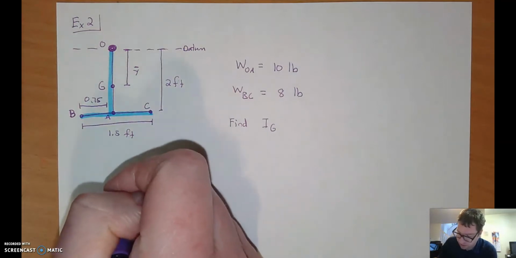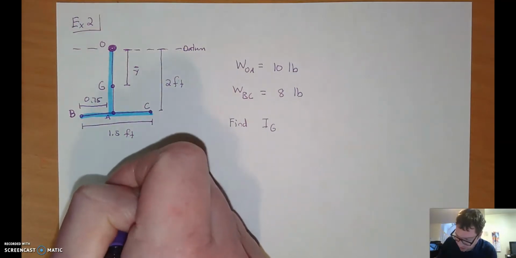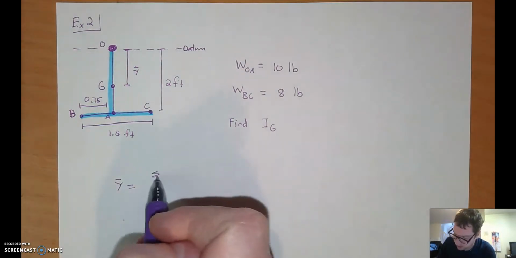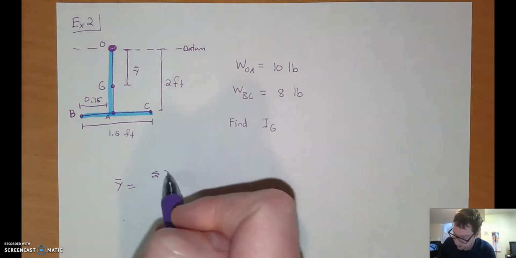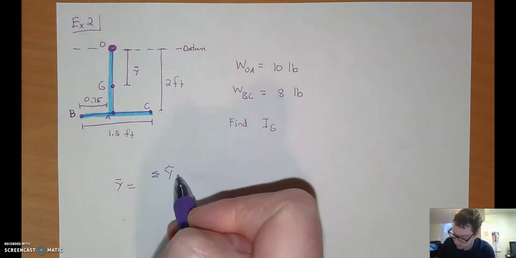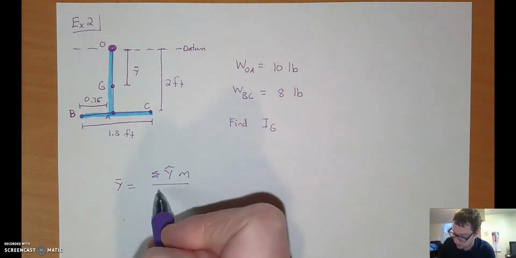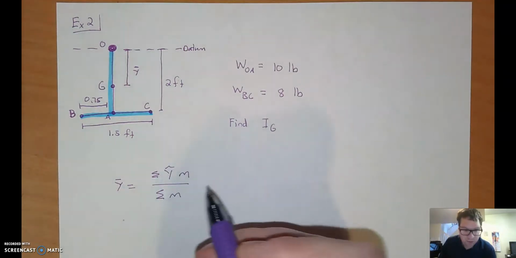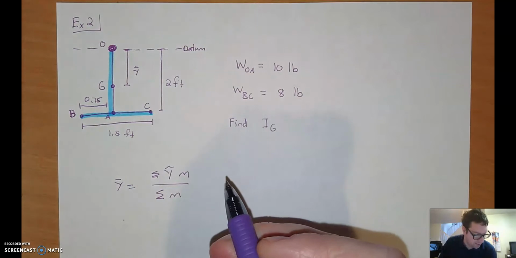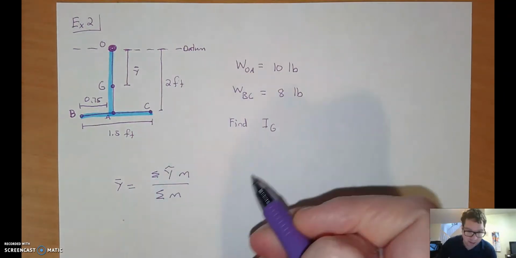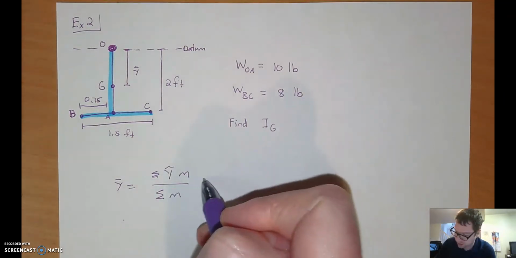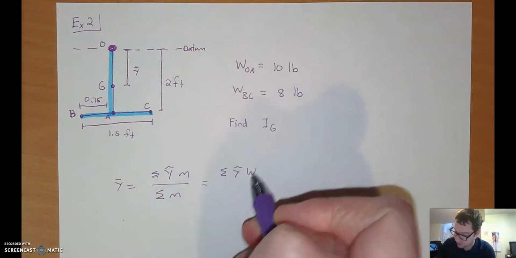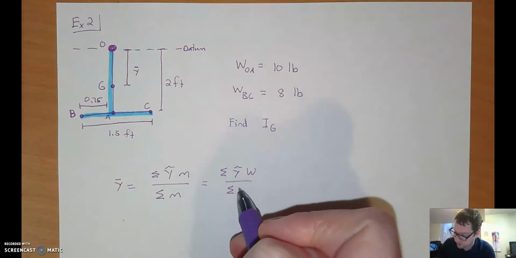So if you remember back to statics, y bar is equal to the sum of the partial y bars times the mass over the sum of all the mass. And we can do this with weight instead of mass so that we save ourselves a little bit of work because the units will cancel out. So we're just going to say that this is the sum of the partial y bars times weight over the sum of the weight.